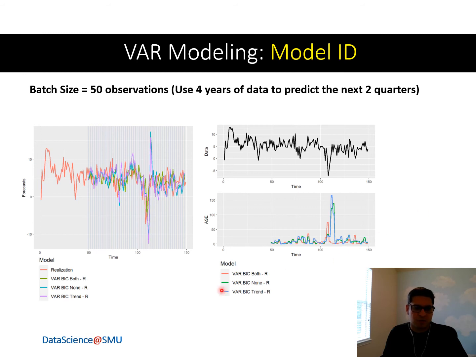What we found was that the model with trend equal to none and trend equal to just trend did not perform very well. In fact, if you look at the forecast here, they tend to have very large excursions, and that can be seen from this ACF plot as well. So the model with trend equal to both, which consists of both the constant term as well as the trend, seems to perform the best, and we will only keep this model for future analysis.